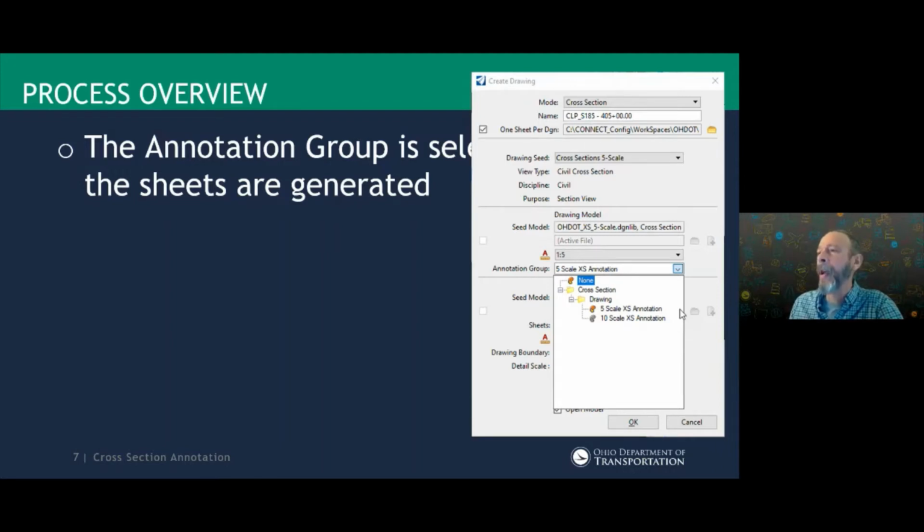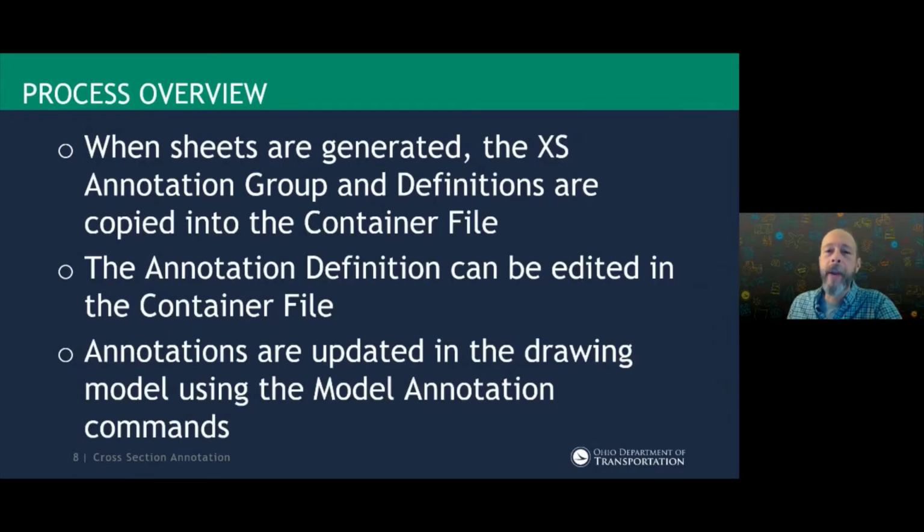The annotation group is selected when you're generating the sheets, in the sheet clipping process. When I get to the create drawing dialog, it's going to default to the appropriate annotation group for the sheet scale that you're placing, but that's where it is selected when you initially process. Then when the sheets are generated, that annotation group and all the definitions are copied into your container file. Once that's been copied into your container file, those definitions can be edited in that container file. After you make edits in each drawing model, you'll have to use the model annotation commands to remove those annotations and then to re-annotate that model.